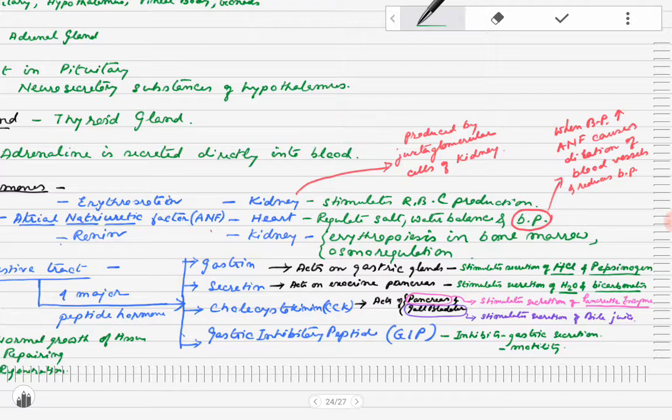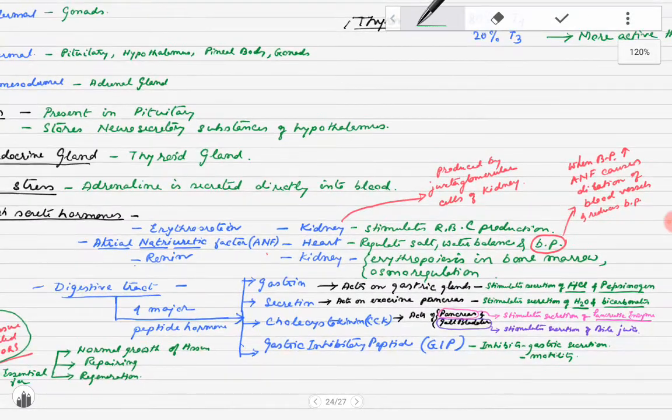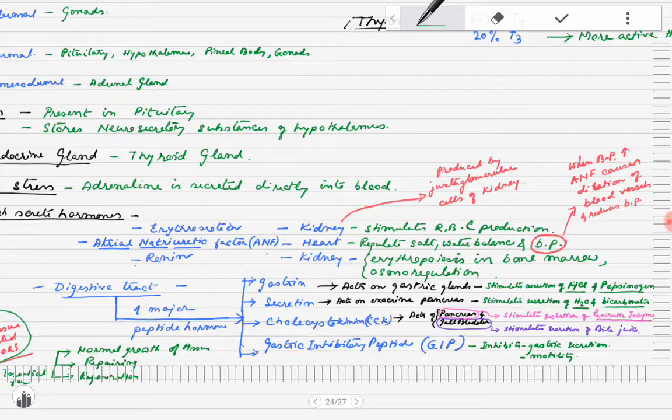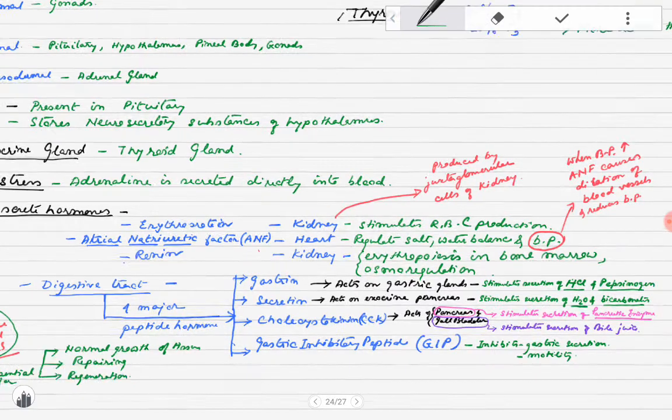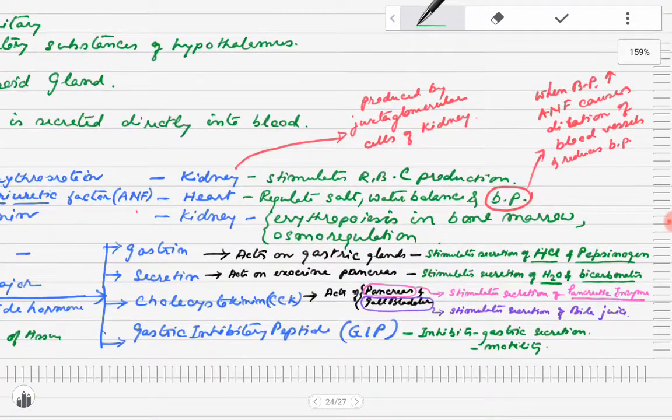And the heart secretes the atrial natriuretic factor, ANF. It regulates the salt and water balance and the blood pressure. When blood pressure is high, this ANF causes dilation of blood vessels and reduces the BP. Now in the digestive tract, there are 4 major peptide hormones. These are gastrin, secretin, cholecystokinin, and gastric inhibitory peptide or GIP.